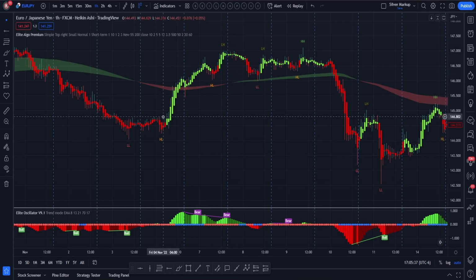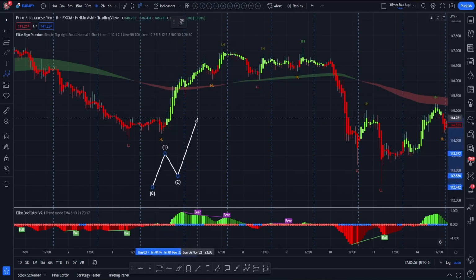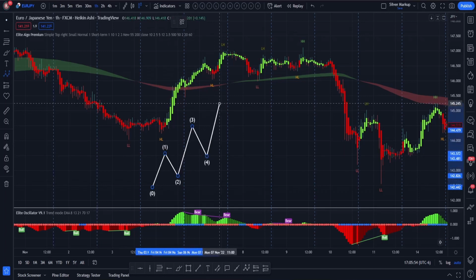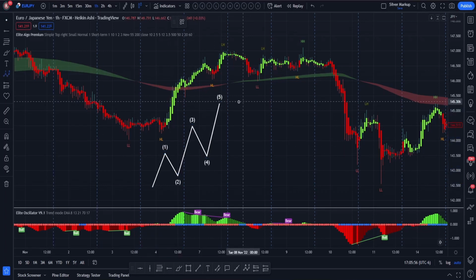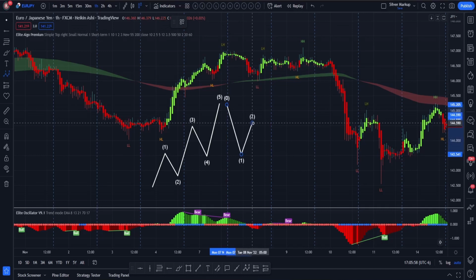So let's go over a few rules. So obviously, Elite Algo is a trend trading software. So you're going to be trading with the trend. That's going to be rule number one. Rule number two is, when you're trading with the trend, in an uptrend, you have a series of higher highs and higher lows. Something like that. In a downtrend, you have a series of lower lows and lower highs.